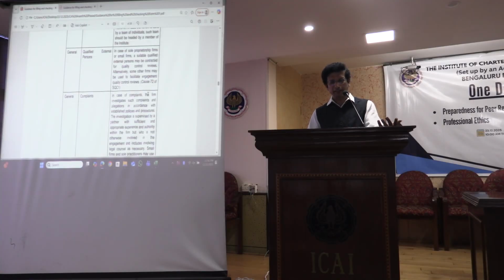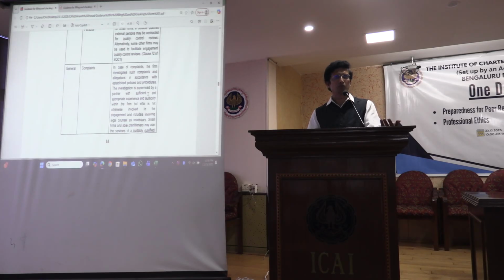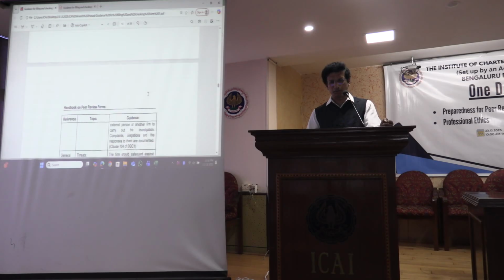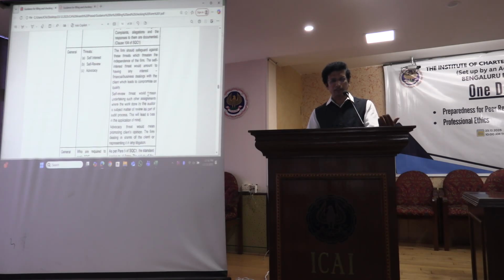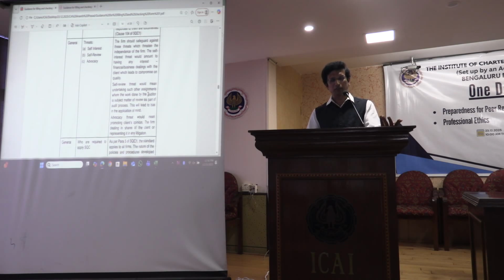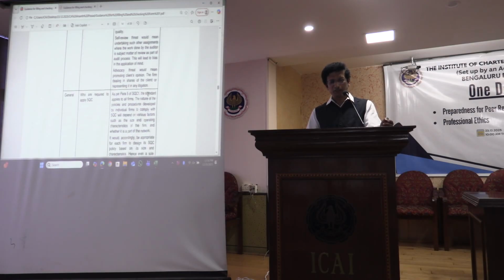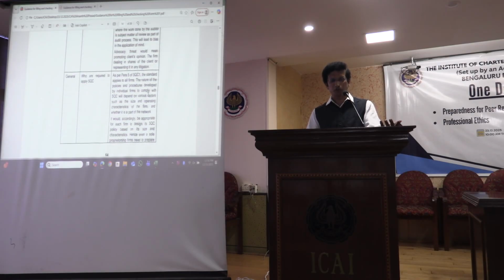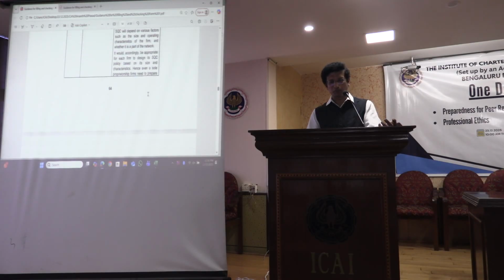Then complaints. In case any complaint comes, generally it gets addressed at the partners' level or the owners' level. Then threat, here it's more about independence, it explains what that is. It would be an undertaking where the work done by the auditor is subject to review as part of audit procedure. Who are required to apply for SQC or SQ, and now currently.